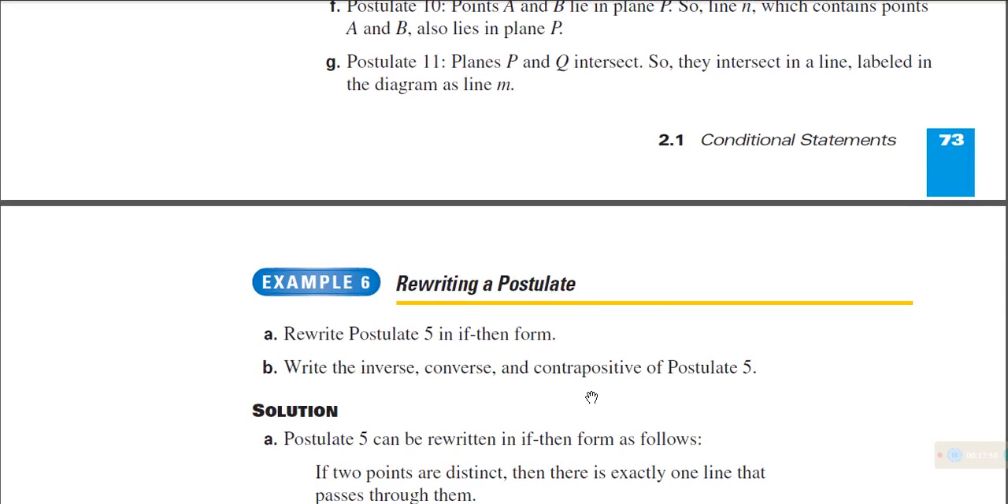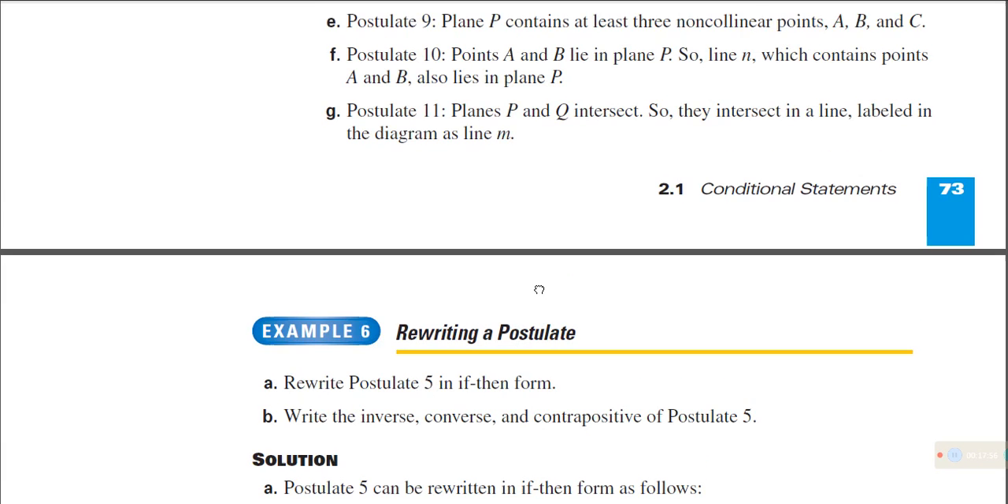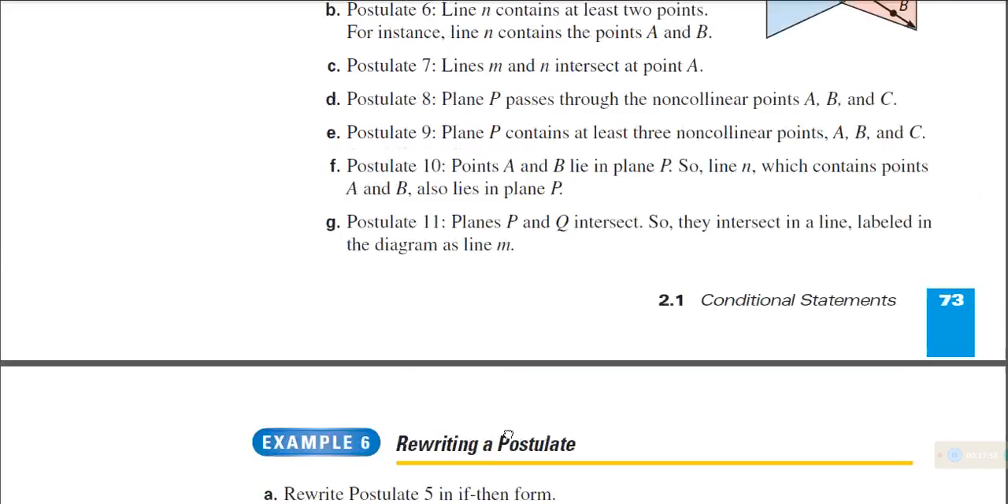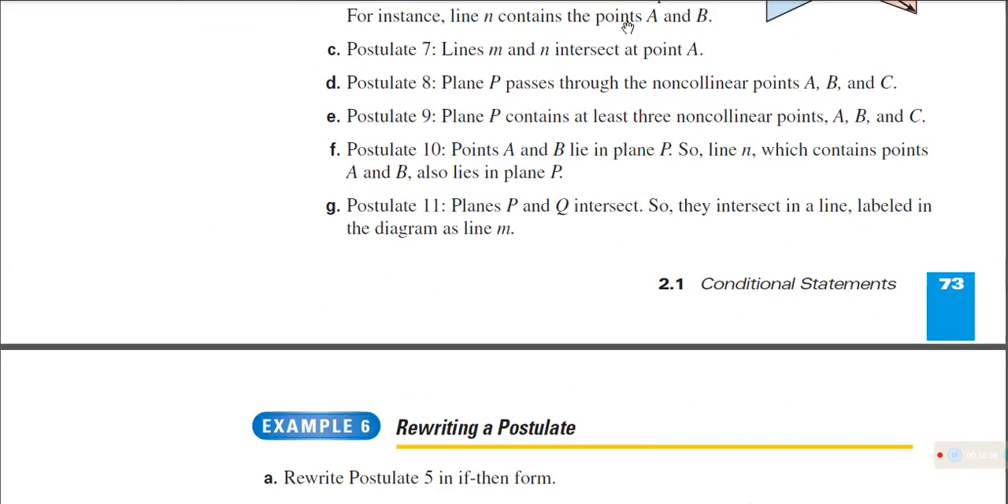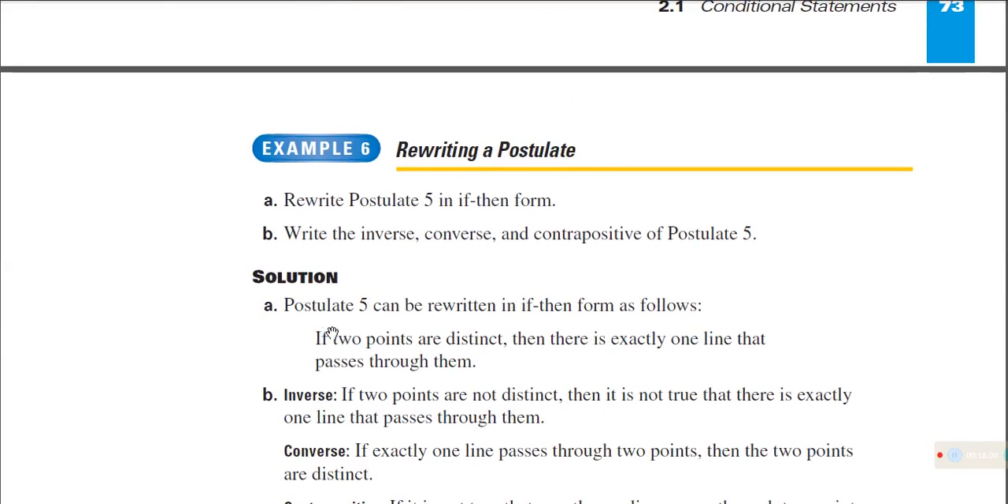Okay. So, another example, rewriting a postulate. Rewrite postulate 5 in the if-then form. Ang sabi sa postulate 5, through any 2 points, there exists exactly one line. So, if 2 points are distinct, magkaiba sila, then there is exactly one line that passes through them.